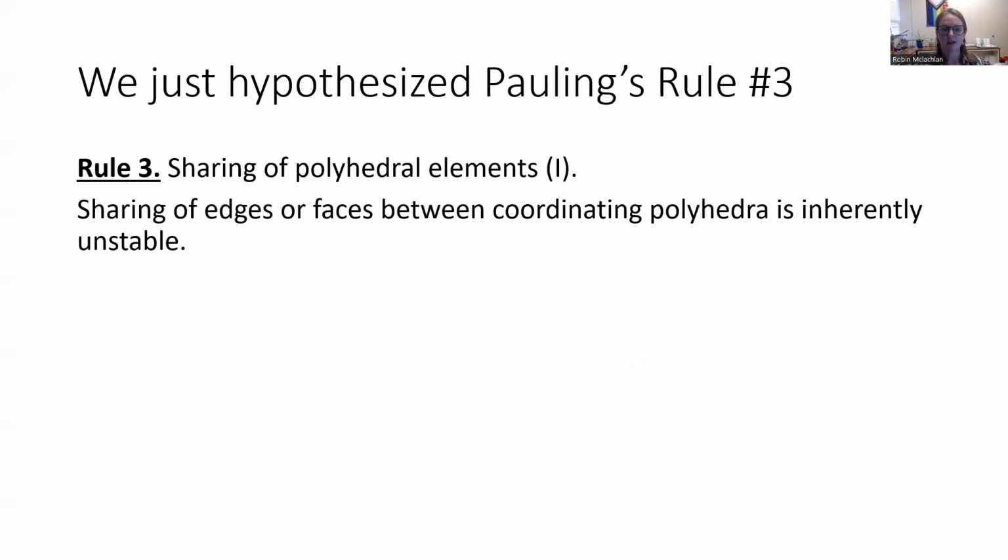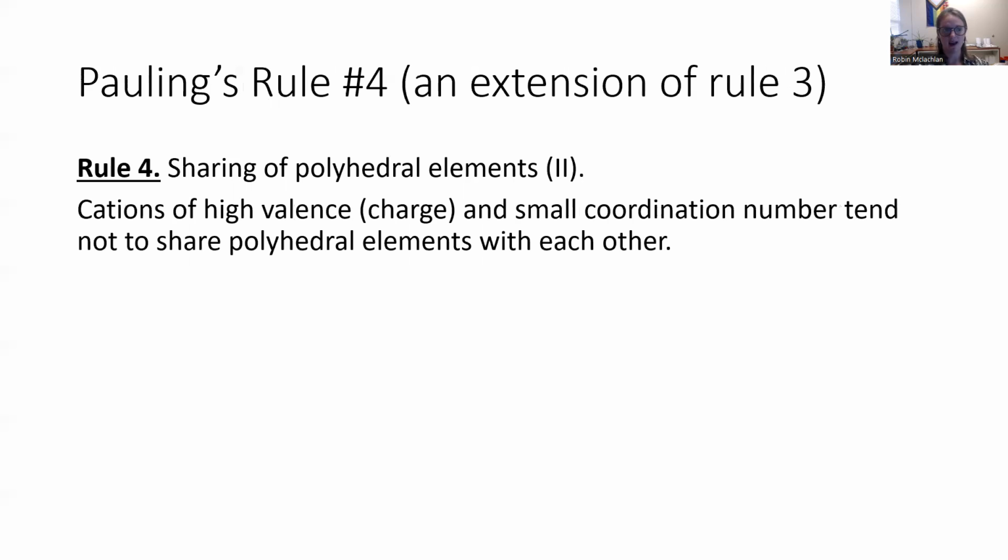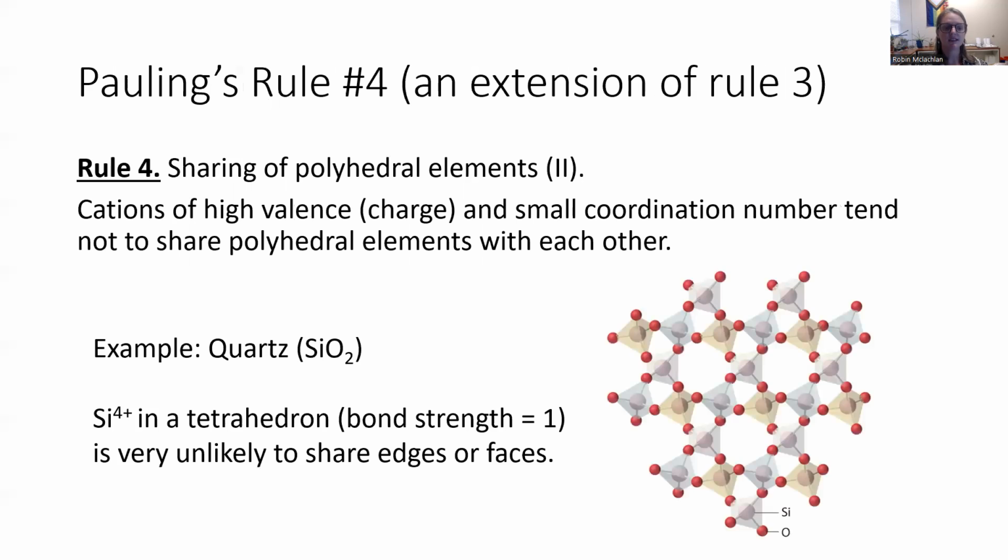So Pauling's rule number 3 says that sharing of edges and faces between coordination polyhedra is inherently unstable, right? Because like charges repel each other. Now, Pauling's rule number 4 is just an extension of number 3, right? And it says that cations of high valence charge and small coordination number tend to not share polyhedral elements with each other.